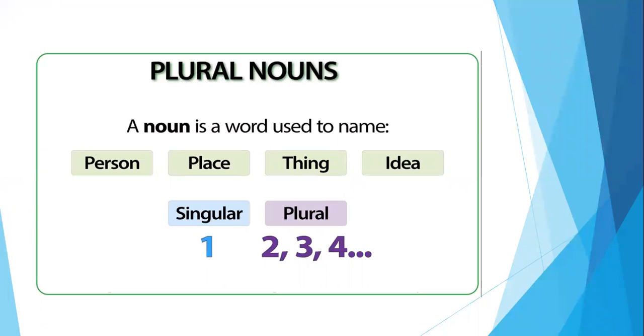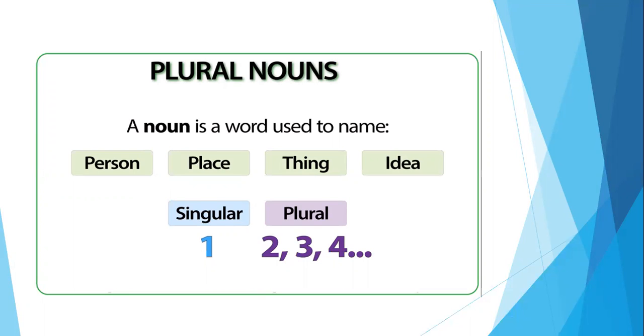First, let's see what a noun is. A noun is a word used to name a person, a place, a thing or an idea. Nouns can be singular or plural. Singular means one. Plural means more than one. That means two, three, four or more.